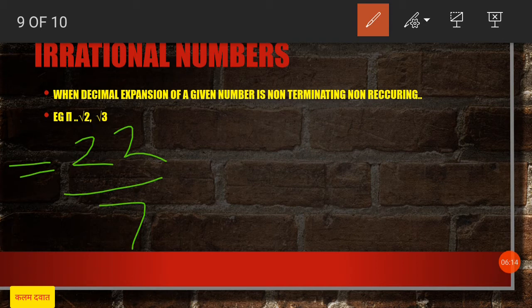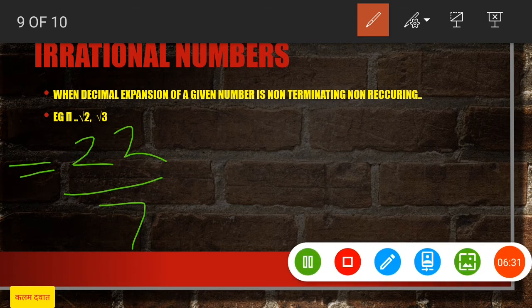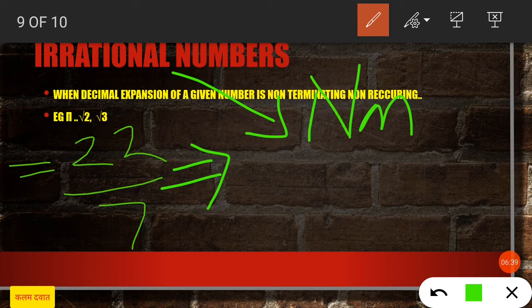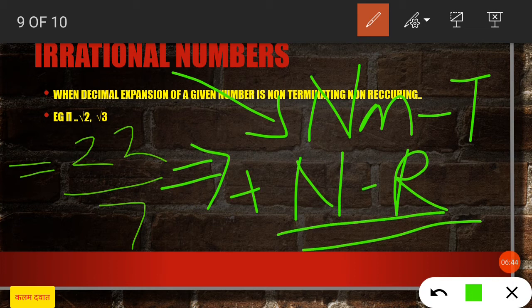Now take a copy and pen and start dividing this and wait. You have got enough time to solve this, and I am sure you have seen that the terms coming in the quotient are non-repeating. So irrational numbers are said to be those which have a non-terminating plus non-repeating decimal expansion. So you can categorize irrational numbers as those with a non-terminating and non-repeating decimal expansion.